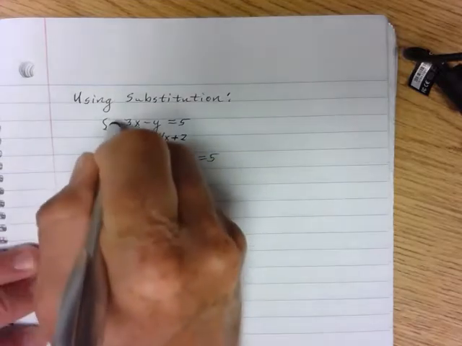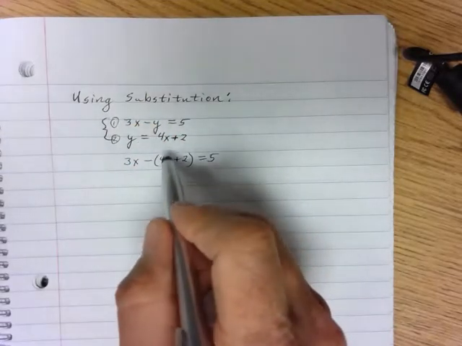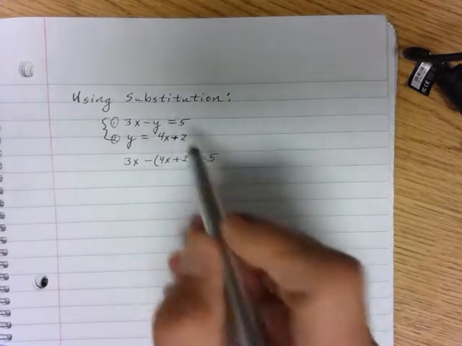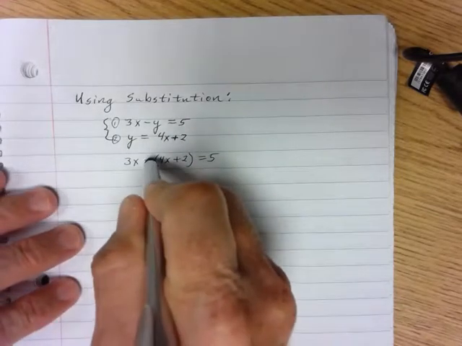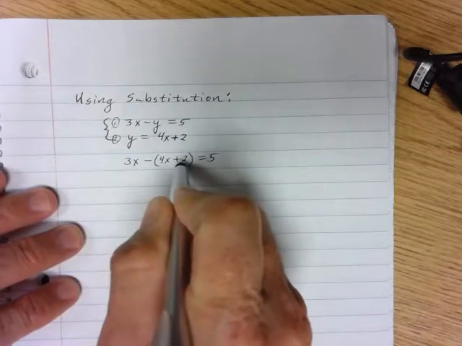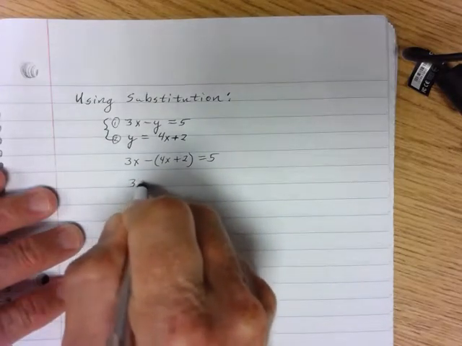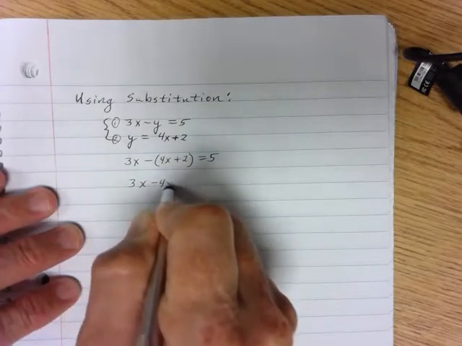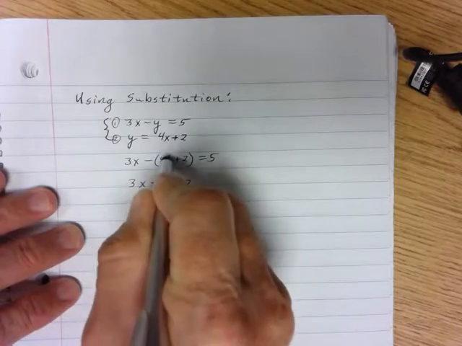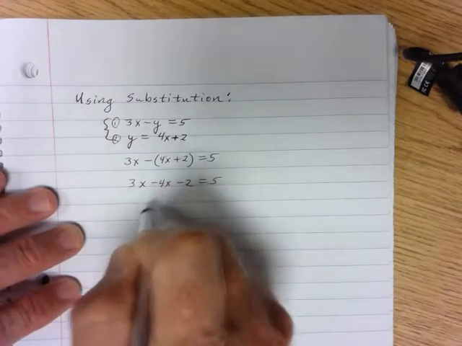So I took the first equation, and I took the value of y from the second equation, and I put that value back into the first equation. Now I have to distribute. That's why I said be careful, because this is minus the entire value of 4x plus 2. So now I have 3x minus 4x minus 2 equals 5. Now just combine like terms.